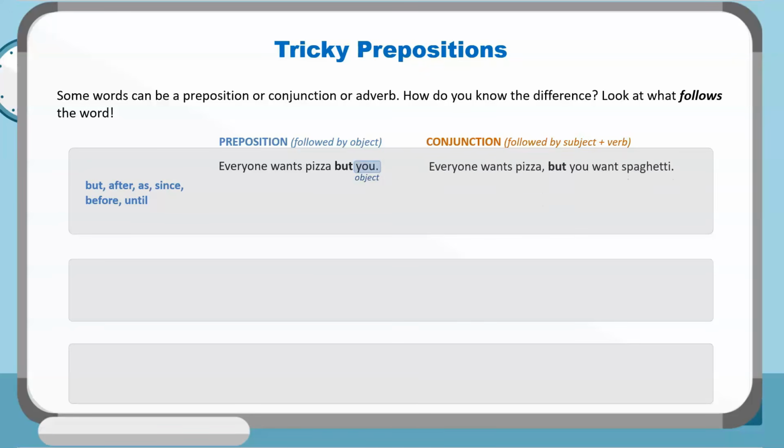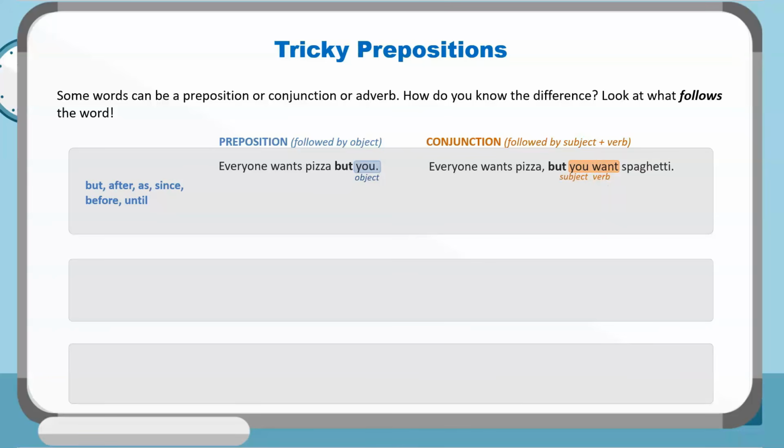Look at this example. Everyone wants pizza, but you want spaghetti. In this sentence, but is a conjunction. How do we know that? We know that because of what comes after it. In this sentence, but is followed by a subject, you, and the verb want.